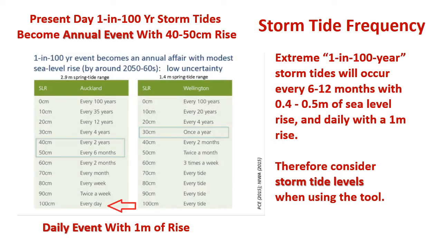And finally, what's quite important is storm tide frequency. So the scientists are telling us that what is today a 1 in 100 year storm tide will become an annual event with just 40 or 50 centimetres of sea level rise, and it will actually become a daily event. So those extreme tides would become a daily event with 1 metre of sea level rise. So when you're using the tool, if you go back to those predefined levels, it's quite important therefore to consider the storm tide levels when using the tool.